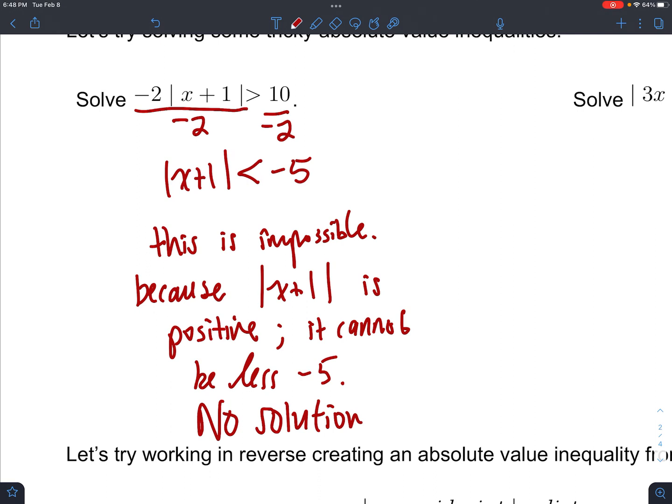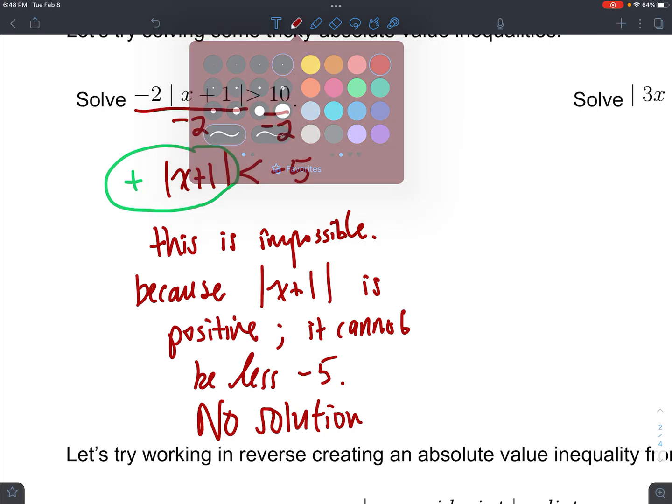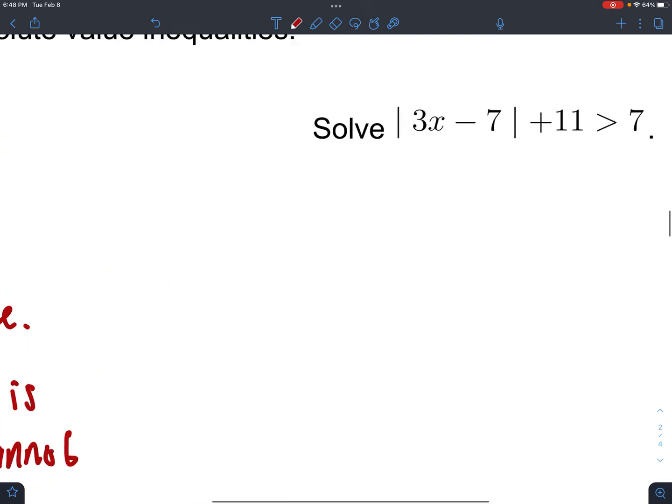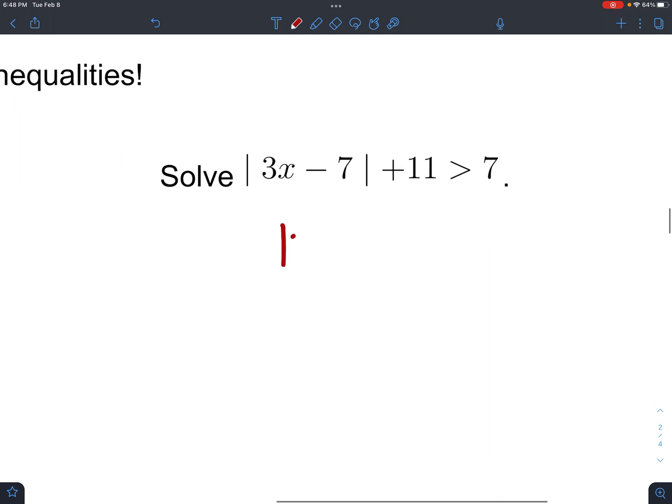And both of these cases here, they hinge on the fact that absolute value is always positive. So even though this looks like a kind of a mystery right now, we always know that that's positive. And a positive number can't be less than negative 5. So that's the logic for why we have no solution. Okay? So no need to graph anything. It's just no solution.